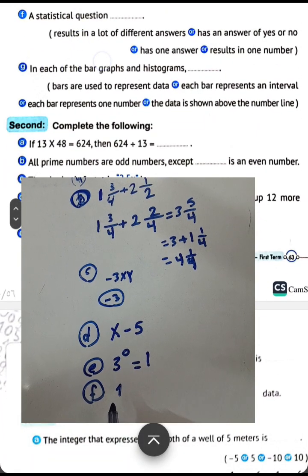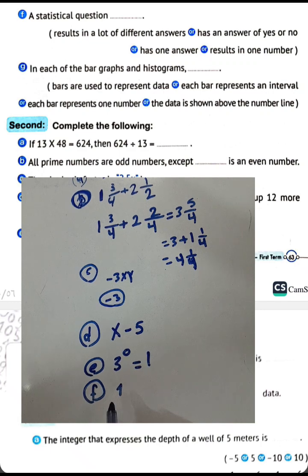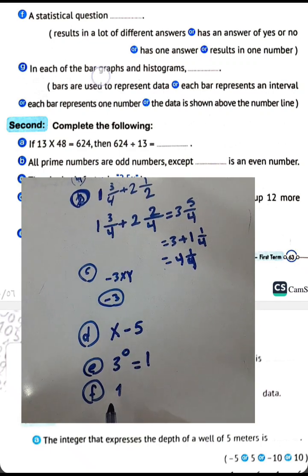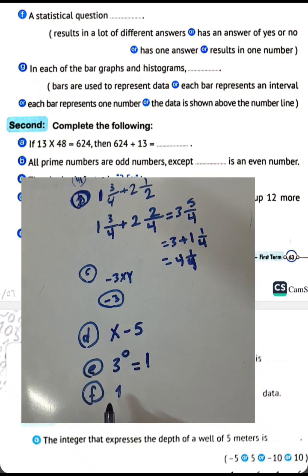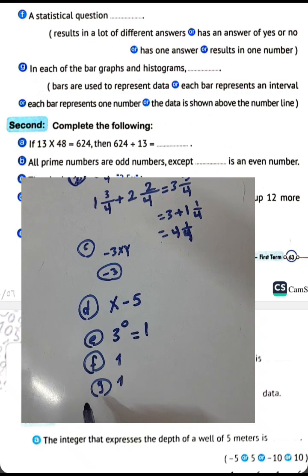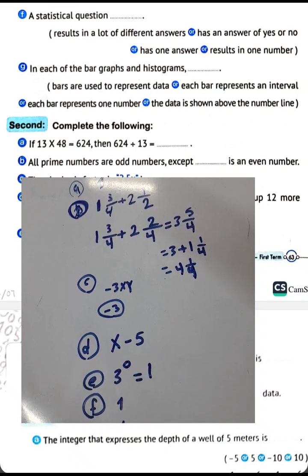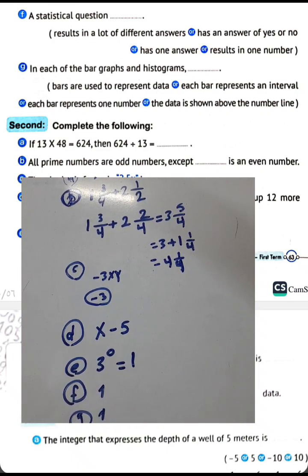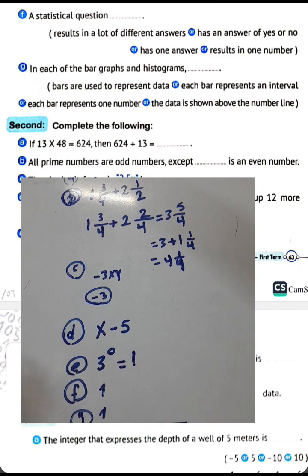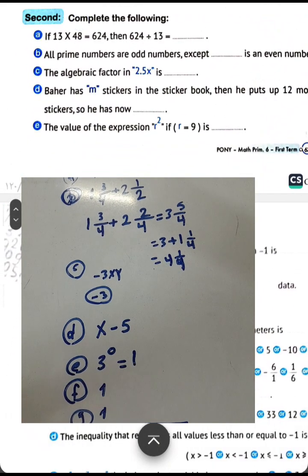Question letter G. In each of the bar graphs and histograms, bars are used to represent data. Okay, bars are used to represent data. Choose the first one here. Understood. So in each of the bar graph and histogram, bars are used to represent data. Choose the first result.